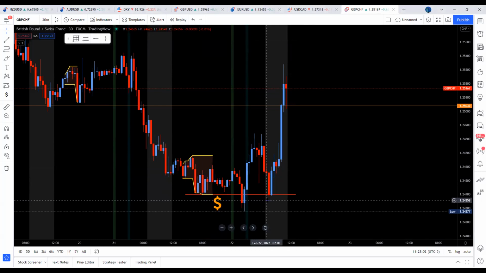So there's a liquidity sweep. Originally it was called the liquidity sweep. People changed its name to not seem like copycats, but essentially it's called a liquidity sweep.